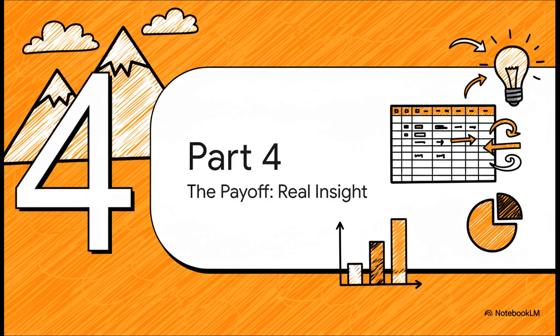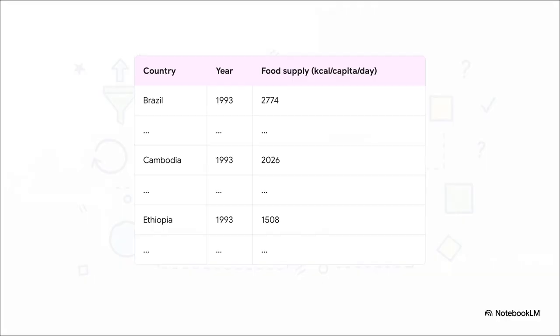So let's bring this all back home. Let's go back to our student, Marina, and her mountain of data. This brings us to part 4, the payoff. From raw data to real insight. How did these tools actually solve her problem? Well, instead of being totally overwhelmed, she just used a custom filter. She told her spreadsheet, hey, just show me the rows where the country is Brazil, Cambodia, or Ethiopia, and where the year is between 1993 and 2013.